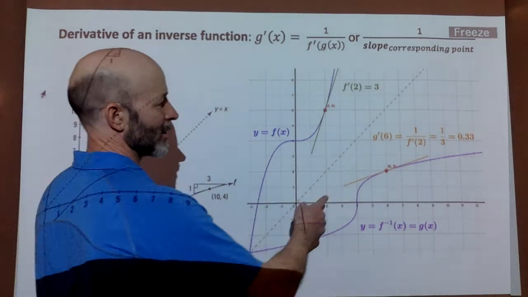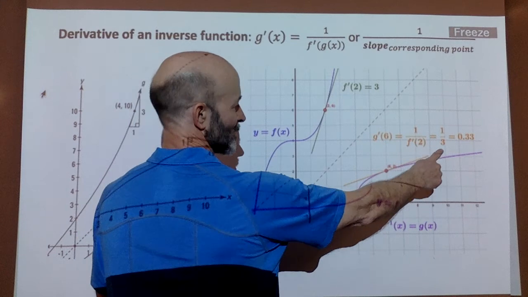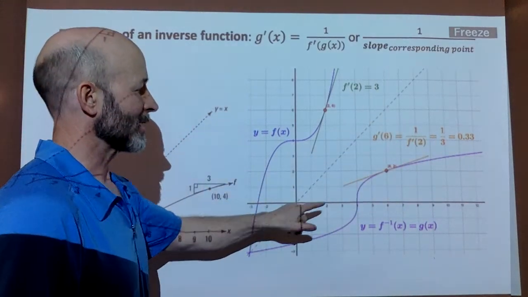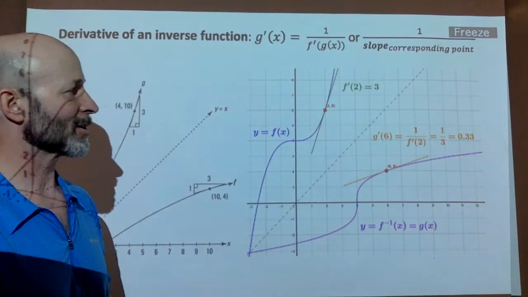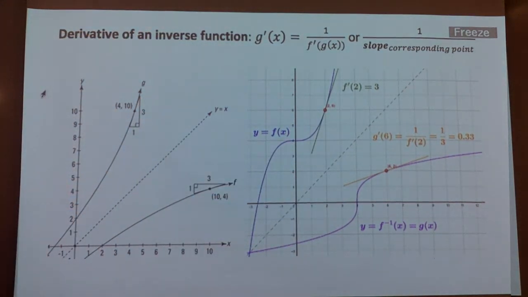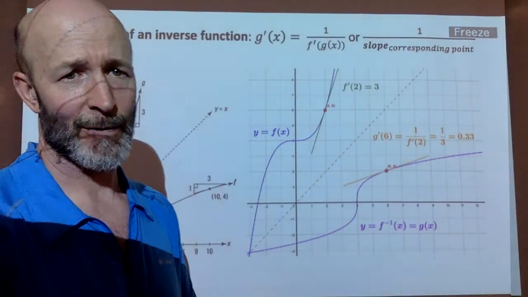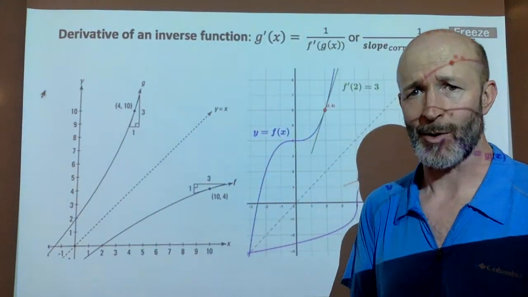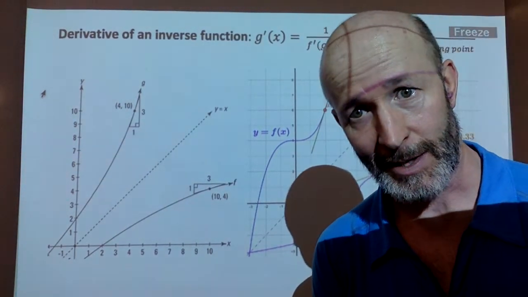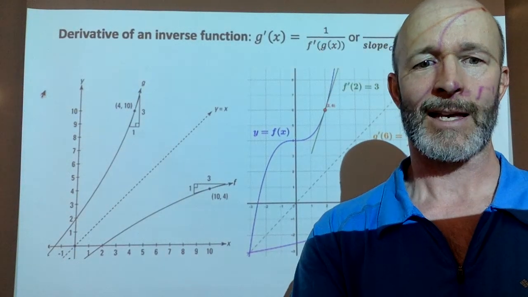Same thing over here, and unfortunately, they're the same numbers. We have a slope of 1/3 and 3, but at different points. We have 6, 2, and the corresponding point on its inverse, 2, 6. That is the major rule there for inverse functions and derivatives. That's all we're going to need to know. Let's take a look at how some of the examples might look on an AP exam.